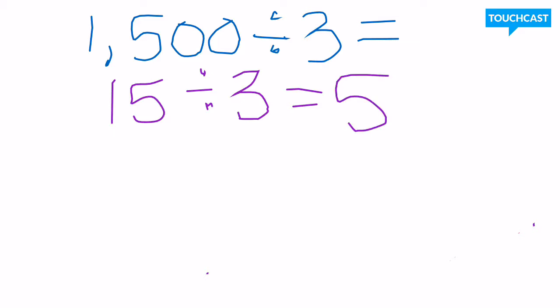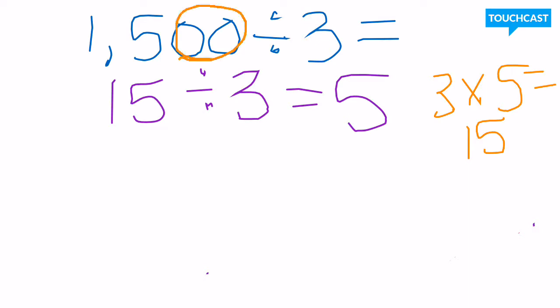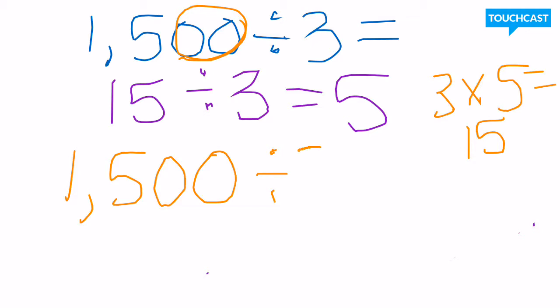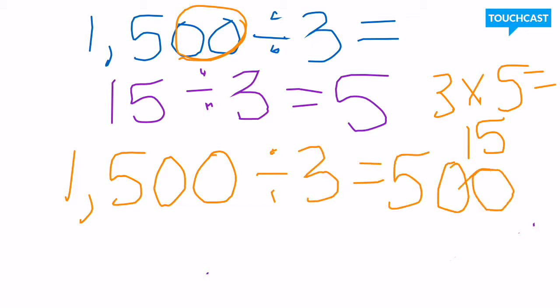If I'm unsure of that, I can always use my multiplication facts to relate. And I know that 3 times 5 equals 15. Okay? Now, in order to solve 1,500 divided by 3, I have 2 zeros in my dividend. So that means that I want to put 2 zeros in my quotient. So 1,500 divided by 3 would equal and have the quotient of 500.